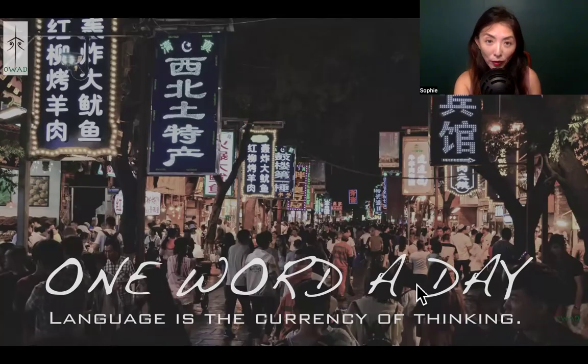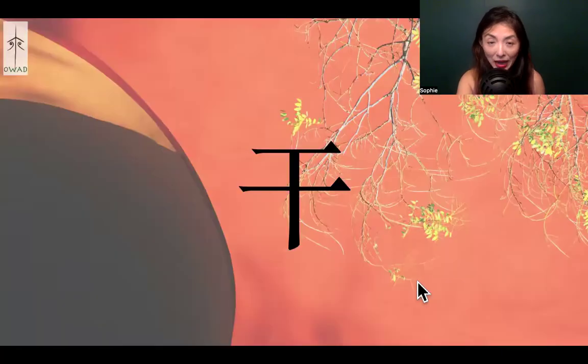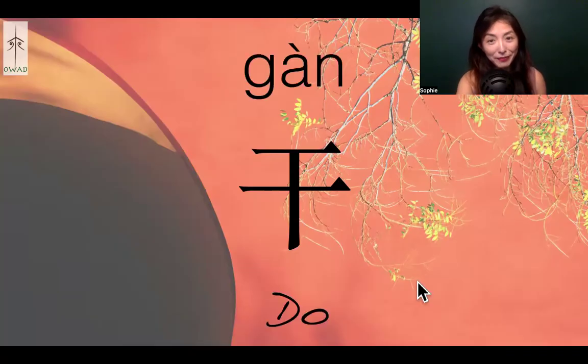Let's continue exploring lookalikes. And today we're going to talk about gàn, or actually gù. I wasn't wrong, because this same-looking character, with two horizontal lines and one vertical line, can be pronounced both as gān, meaning dry, and gàn, meaning do.